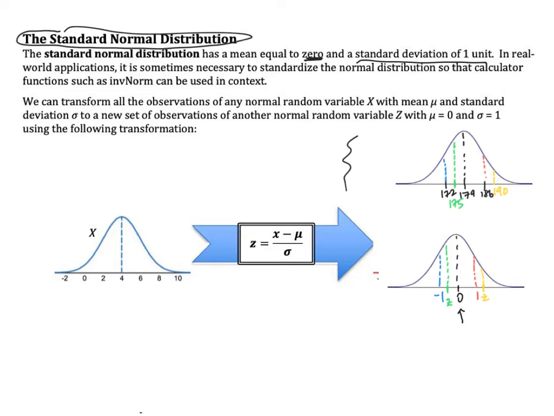So in real-world applications, it's sometimes necessary to standardize the normal distribution so that calculator functions such as inverse norm can be used in the context of the problem. And we'll see that in the very next example. In order to normalize this data, we're going to use something called the z-score, and the z-score is on that yellow sheet, your formula sheet, so you can use that on your test. You don't have to memorize this, although it might be instinctive to you. It might make sense as you start to use it.